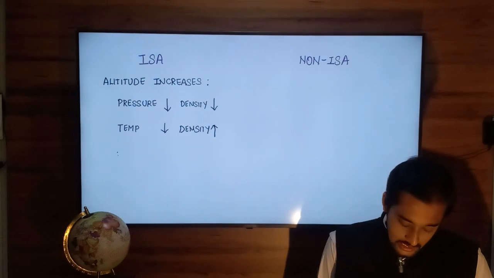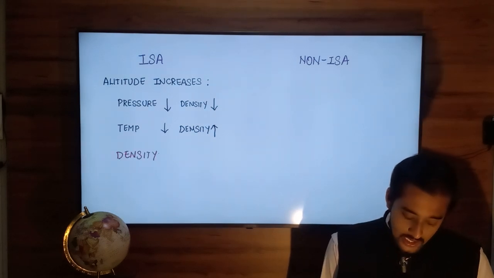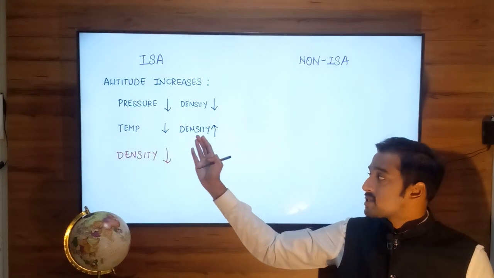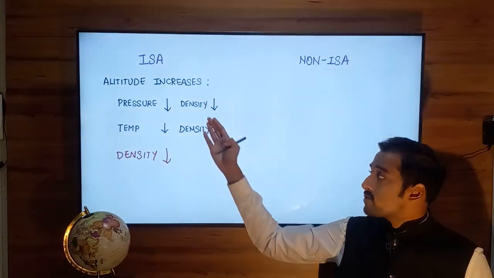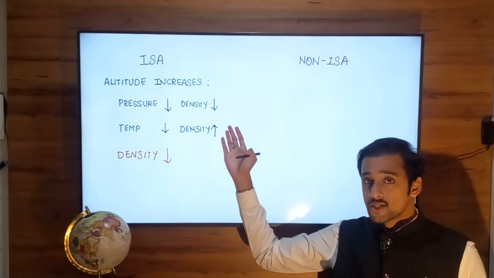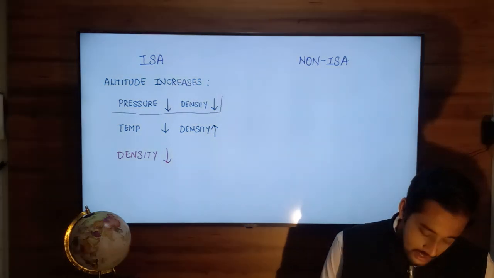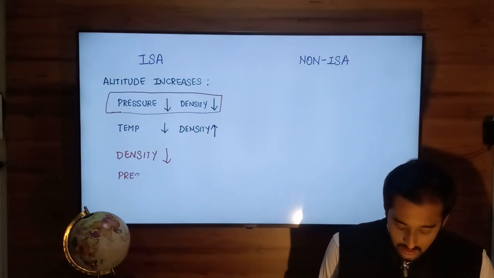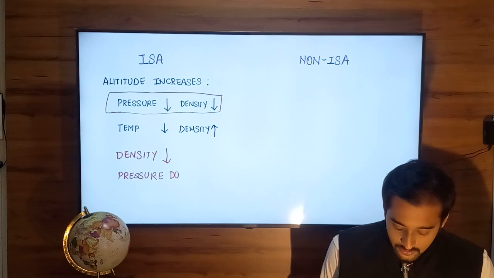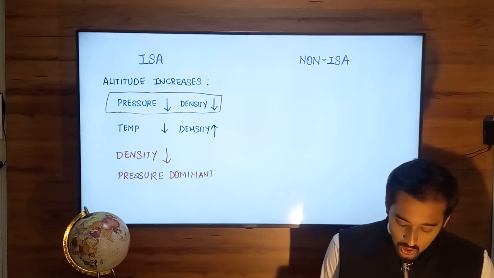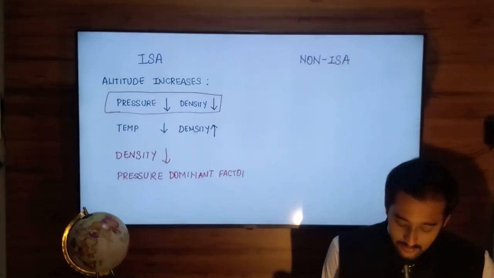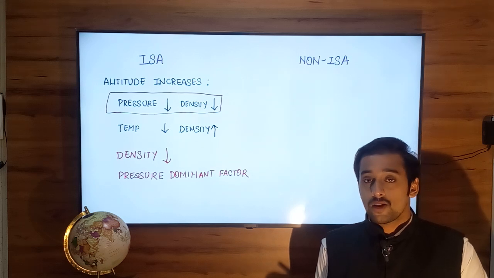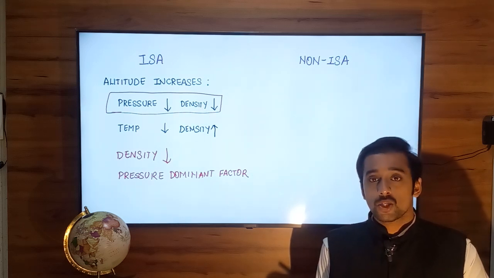That is the rule. The final output that we get to see is that density decreases. So here we have density decrease due to pressure decrease. Here we have density increase due to temperature decrease. So out of these two, why does density decrease, why does it not increase? That's because pressure is the dominant factor. Out of pressure and temperature, pressure is the dominant factor, and that's why with increase in altitude, atmospheric pressure will decrease, not increase.